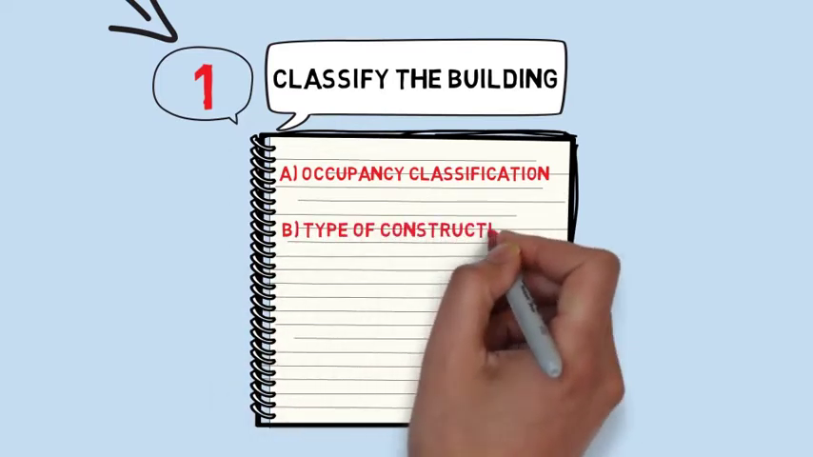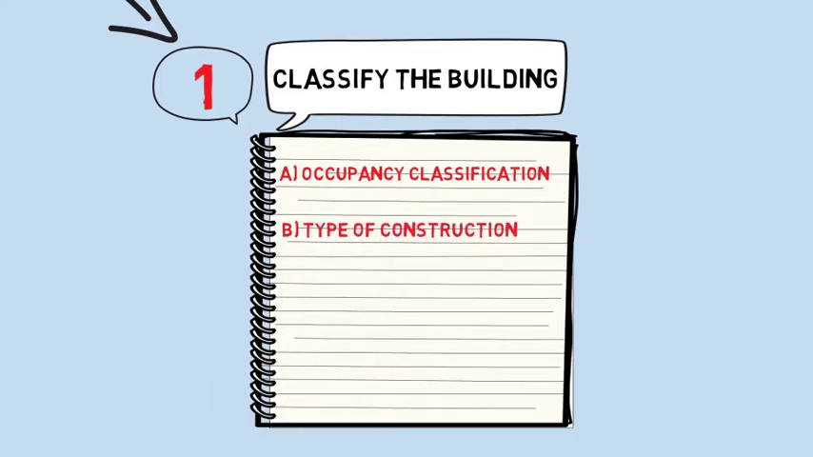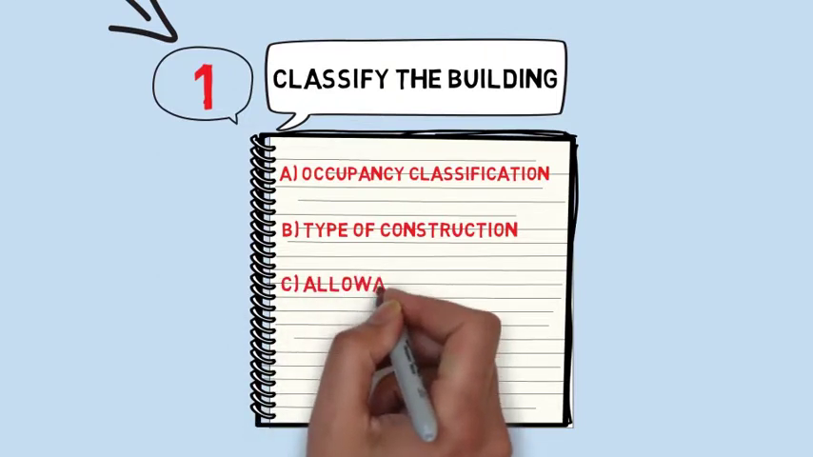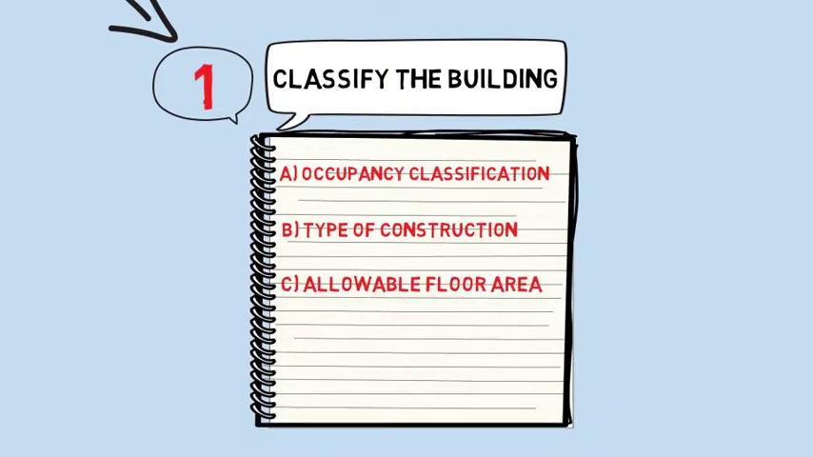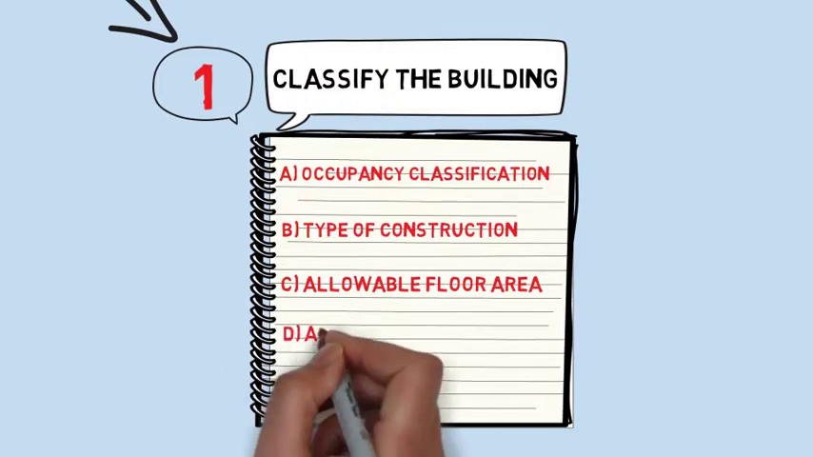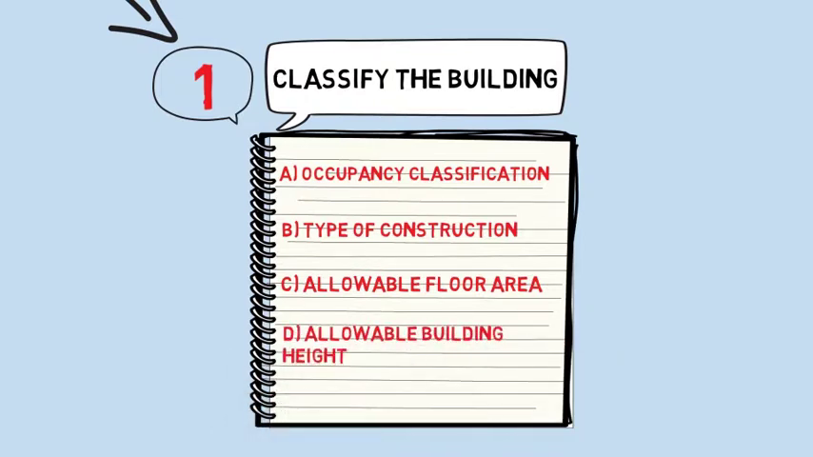B. Type of construction. Determine the type of construction being considered for the building. C. Allowable floor area. Determine the allowable floor area of each story and the building based on the occupancy classification, type of construction, and the allowable area modifications for fire sprinklers and frontage. D. Allowable building height. Compute the height of the building. Determine the allowable height of the building in feet and stories based on the occupancy classification, type of construction, and permitted increases for fire sprinklers.